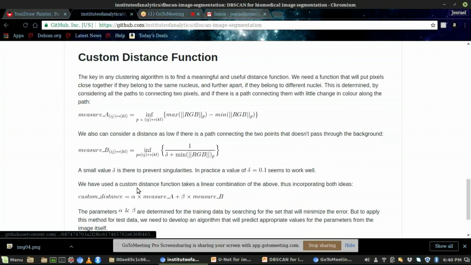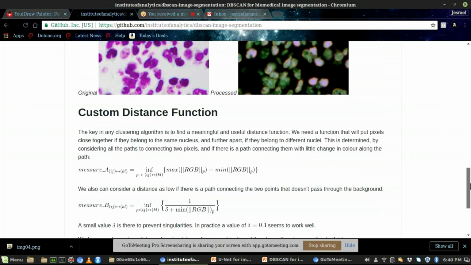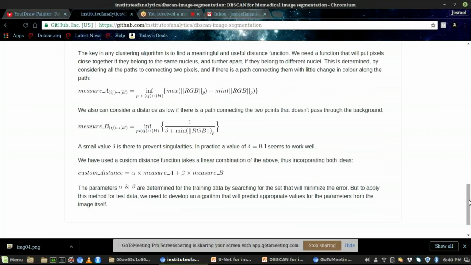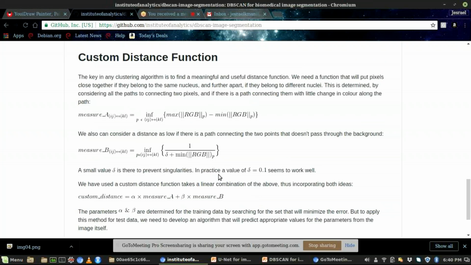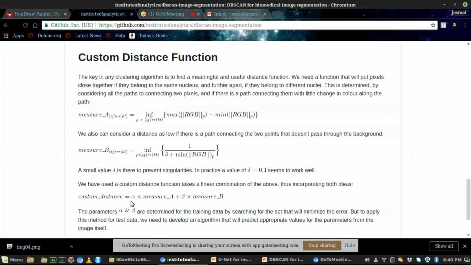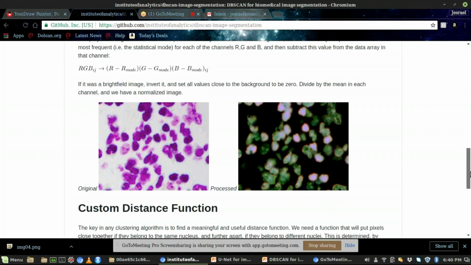So I multiply measure A with alpha, measure B with beta. These two values, alpha and beta, are yet to be determined. They are not given to us by the model themselves. So it remains to be seen at what accuracy we can determine alpha and beta, and how much importance needs to be given to that. Do we really need to specify alpha and beta to a high degree of accuracy, or is it okay if you just take some values and it will still give you a very good outcome? That remains to be seen. So this is the custom distance measure.